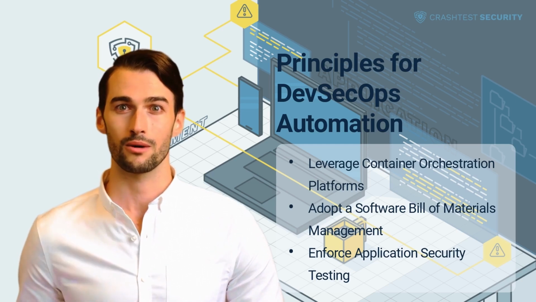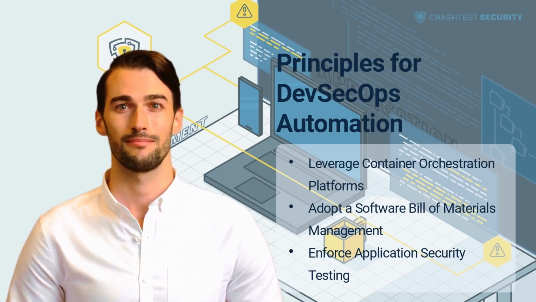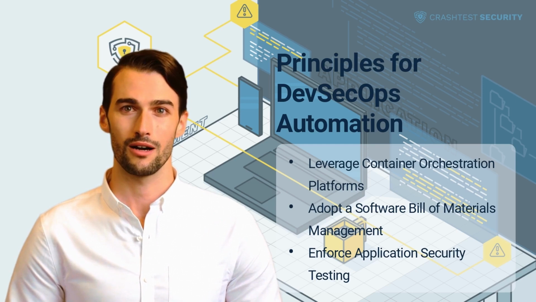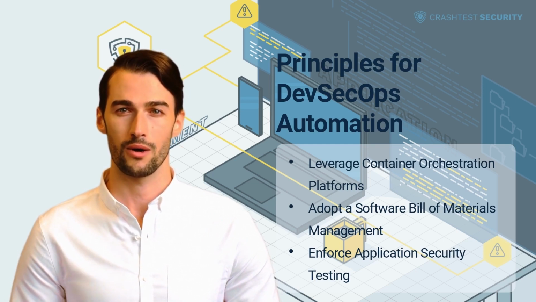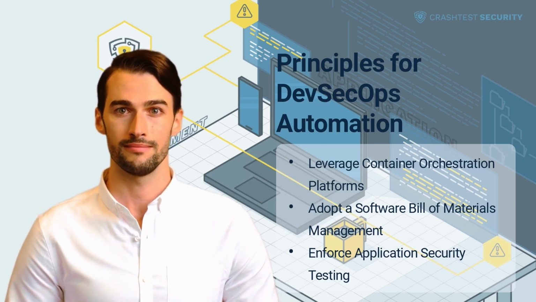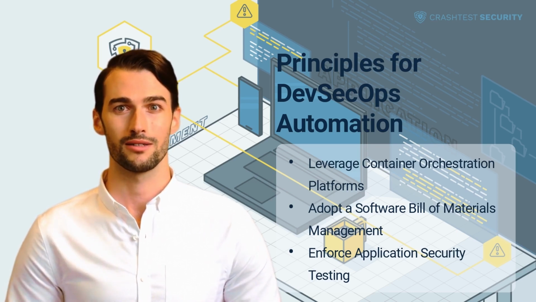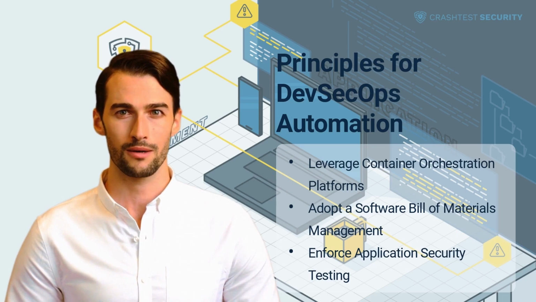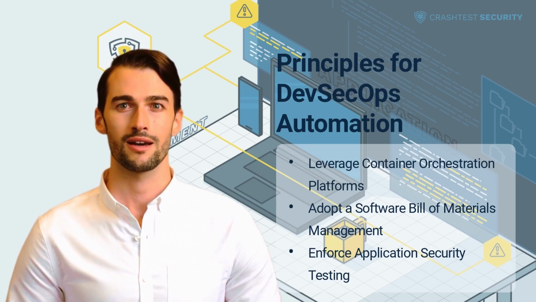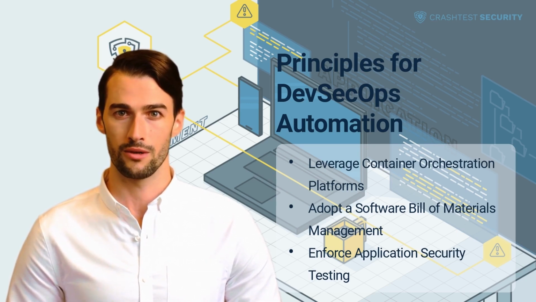Adopt a software bill of materials management approach. SBOM is an inventory of various third-party and open-source software components used within a codebase. Within an SBOM, security professionals can list all direct and transitive dependencies in the deployment pipeline, making it easier to identify security threats from third-party integrations.